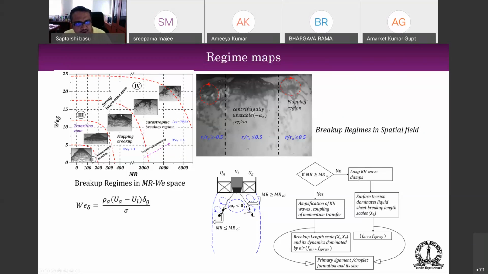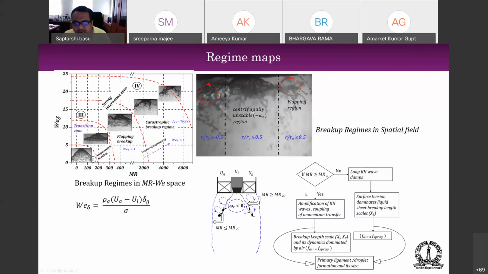One can predict what kind of modal breakup you are going to have. So is it in the strong interaction region? Is it in the transition zone? Or is it in the axisymmetric region? So you can see using this kind of a map, which goes up quite a bit, you can actually predict what kind of breakup the liquid spray is going to face.